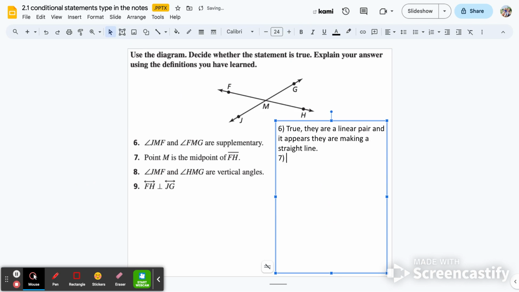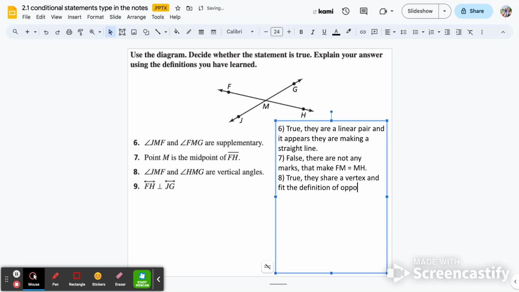Okay. Question 7. Point M is the midpoint of FH. This is false because there are not any marks that make FM equivalent to MH. So we don't know if FM is bigger than MH or vice versa. Question number 8. Angle JMF and angle HMG are vertical angles. These are true. They share a vertex and fit the definition of opposite angles.